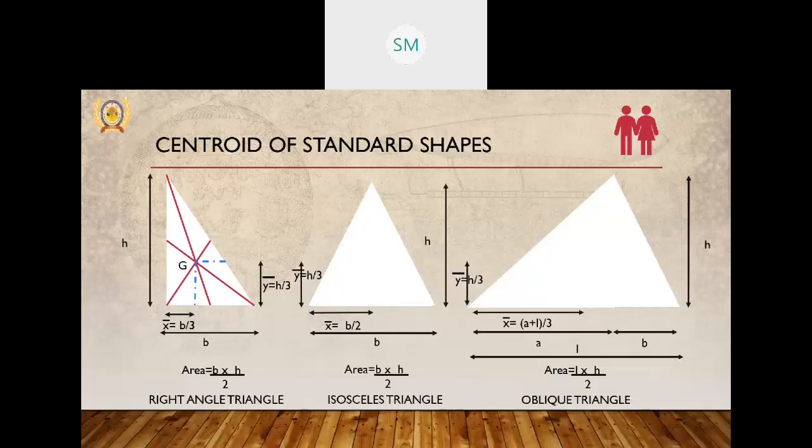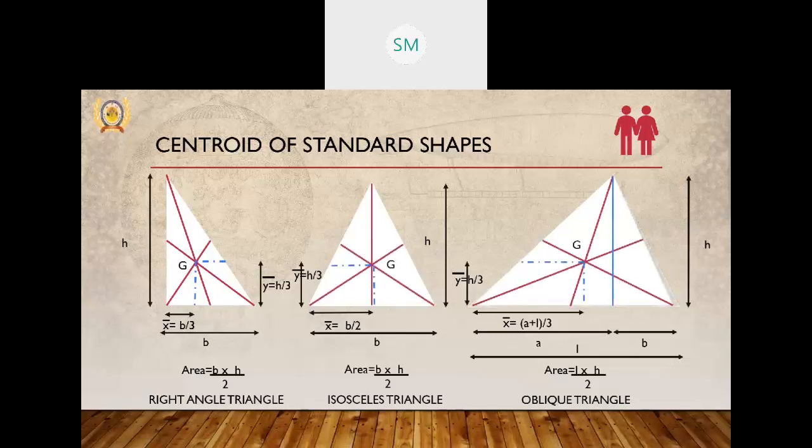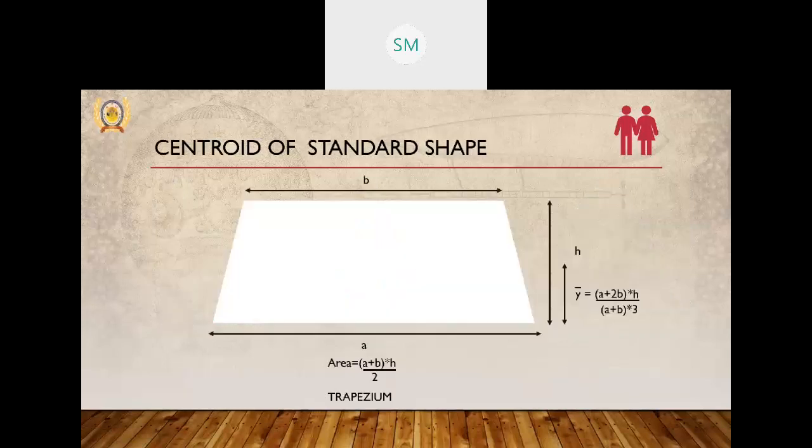Another triangle is the oblique triangle, where the base is of length L comprising A and B. That means A plus B is equal to L, divided from the vertex point of view. The area will be half into L into H, and the centroid x bar will be (A plus L) by 3 from the A side. If you want to measure from the B side, that will be (B plus L) by 3. And in the y-axis reference, y bar will be h by 3. That will again be the intersection point of the medians.